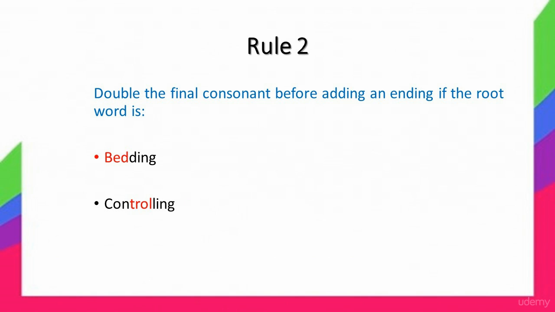Rule number 2. Learn when to double. Double the final consonant before adding an ending if the root word is 1 syllable long and ends in a consonant preceded by a vowel, for example, bedding, or stressed on the last syllable, for example, controlling.